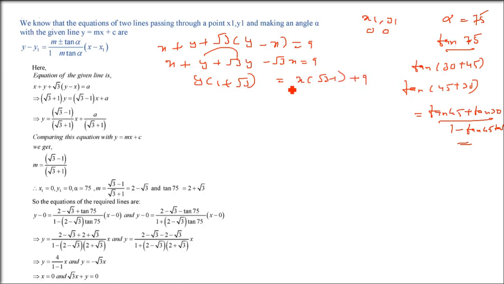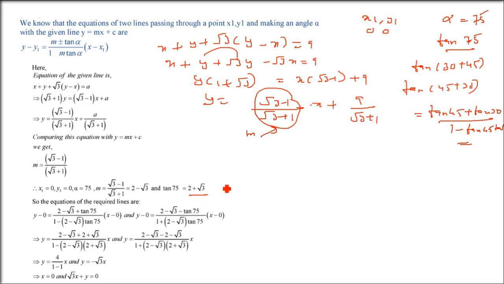Now divide both sides by 1 plus root 3, or you can say root 3 plus 1. You get y equals (root 3 minus 1) by (root 3 plus 1) into x plus a by (root 3 plus 1). So the coefficient of x is m. M is (root 3 minus 1) by (root 3 plus 1). And as I told you, this tan alpha was 2 plus root 3. Tan 45 is 1, tan 30 is 1 by root 3. So this is 2 plus root 3. Just check it when you do it.